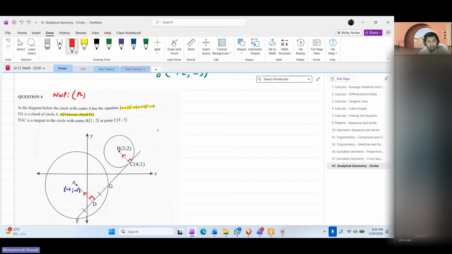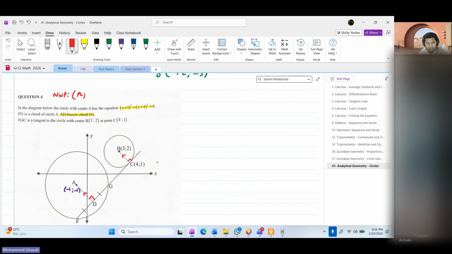Center B is (3, 2), and C is (4, 1). So obviously it's possible to find the equation of FC. How? We can find the gradient of BC, the gradient of the radius, and flip the gradient to get the gradient of this line, and you can find the equation of this line as well.